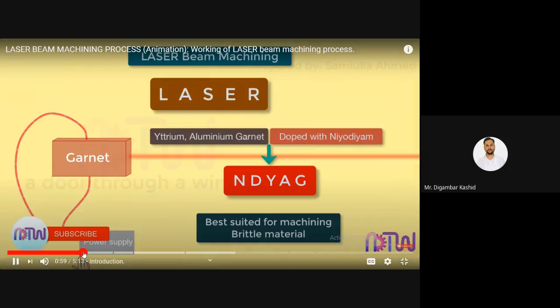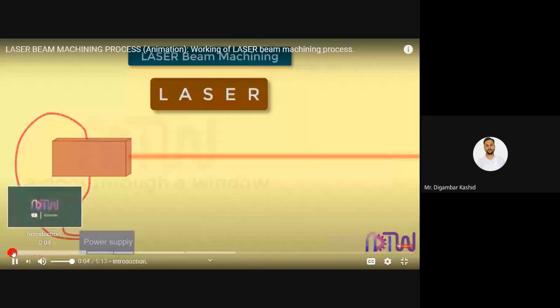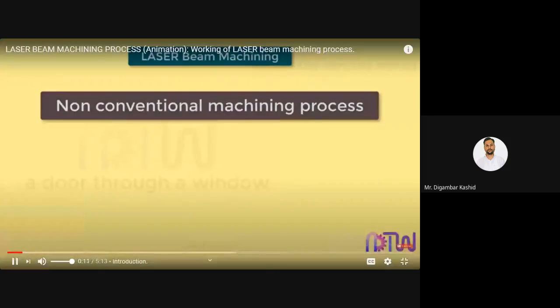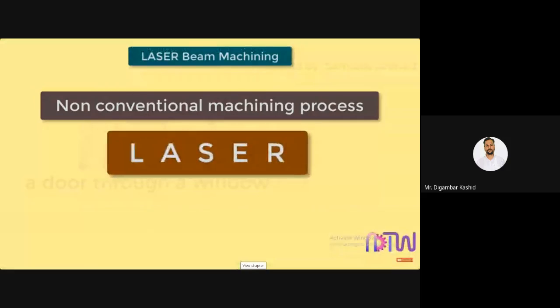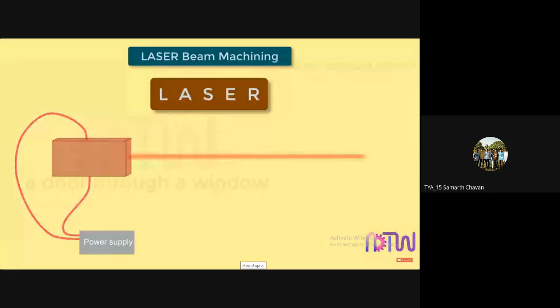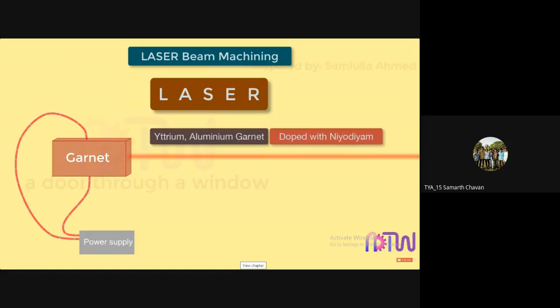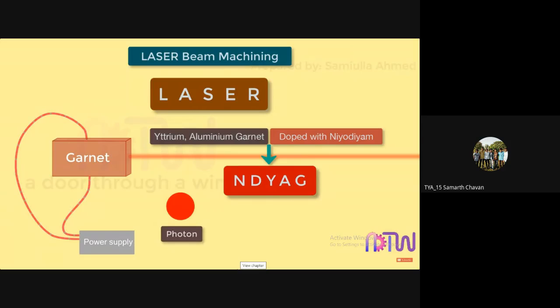Laser beam machining is a process in which material is removed from the workpiece surface using heat. Laser stands for light amplification by stimulated emission of radiation. A laser is produced when the electrons in atoms of special crystals are energized using electric current. Generally, garnet crystals are most commonly used in solid-state lasers. Yttrium aluminium garnets doped with neodymium, also called Nd:YAG, are most popularly used. These excited electrons emit photons. Photons are the particles of light, and these emitted photons form a concentrated beam of light, forming a laser.